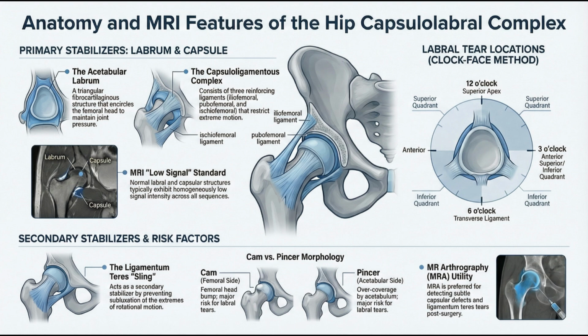And that location tells you a lot about the cause of the injury, which we'll get to. But here is the trap, and the source material spends a lot of time warning doctors about this. The imposters. The sulci. I have to say this sounded like a sci-fi villain to me. Beware the sulci. It does sound a bit menacing, doesn't it? A sulcus is basically just a natural cleft or a groove in the labrum. It's a wrinkle. It's a normal variant.